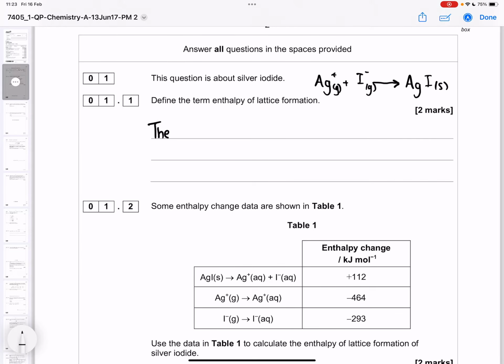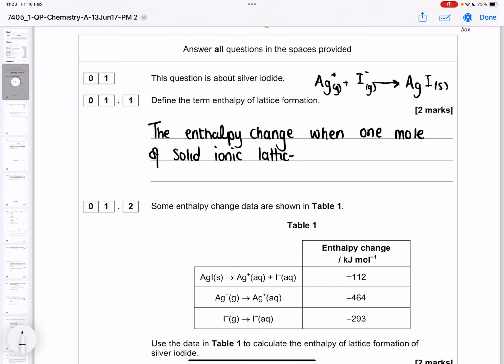So the enthalpy change. Now if you wanted, you could explain what enthalpy change was here by saying the heat energy change. Then you need to say what of, and it's got to have 1 mole in there. So when 1 mole of solid ionic lattice, in this case solid silver iodide, is formed, and what's it formed from? It's formed from its ions, and they need to be in the gaseous state, its gaseous ions.